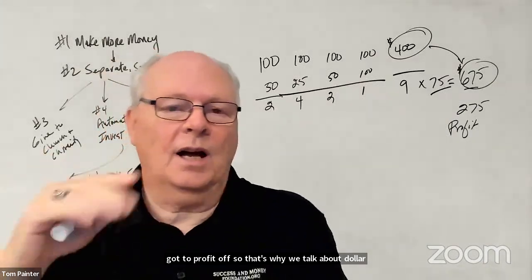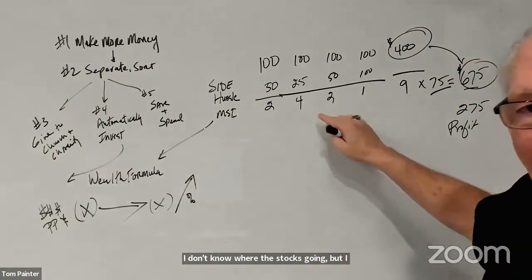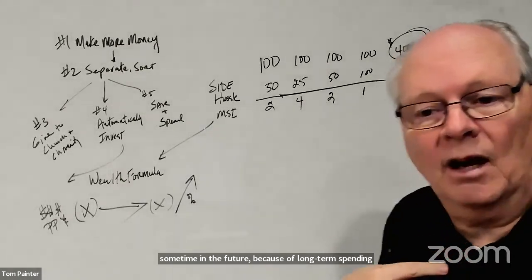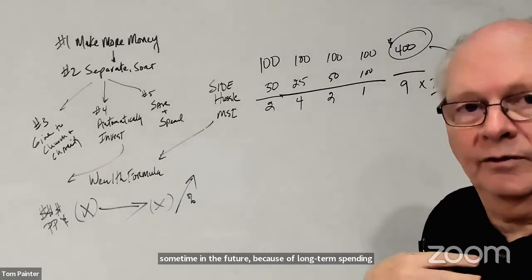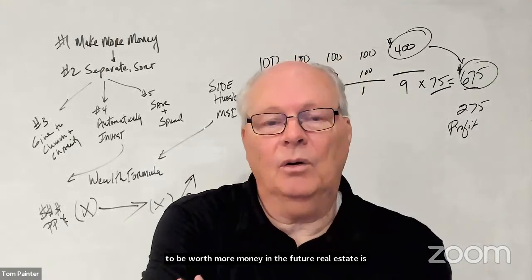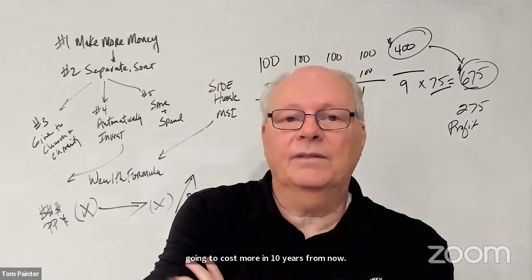So that's why we talk about dollar cost averaging. I don't know where the stock's going. But I do know that sometime in the future, because of long-term spending around the world, that stock most likely is going to be worth more money in the future. Real estate is going to cost more in 10 years from now or 15 years from now than it will tomorrow, just because of inflation.